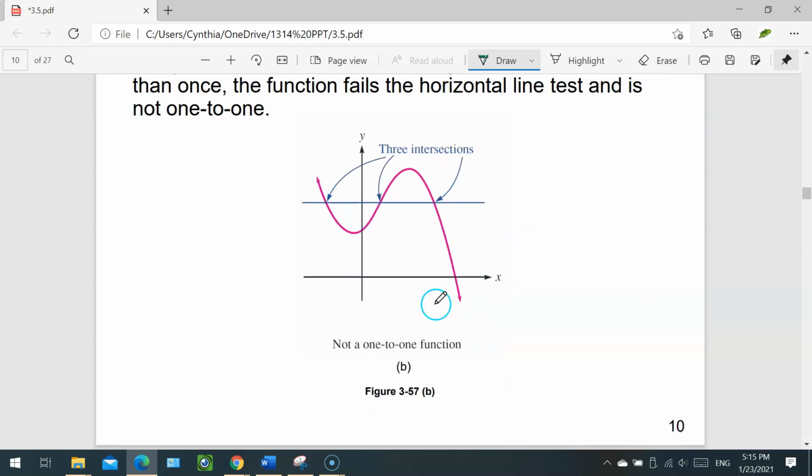So if you look at this graph, the horizontal line test passes through 3 points at a time with the horizontal line. So in that case, this is not a one-to-one.